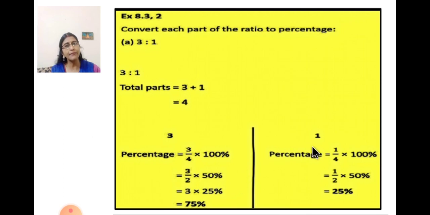Now in the same way on the other side, you will see 1 is there. We have taken the second part, 1 upon, now the total part is 4 here. So 1 upon 4 into 100%. And then in the same way we are going to reduce this. Both are divisible by 2. So here you will get 2, here you will get 50. And then 50 divided by 2 is 25%.